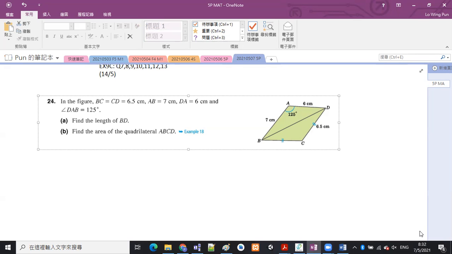Okay, so we have two choices, but we need to choose one of the triangles to find BD, right? And then which triangle has more information for us to do the calculation? BAD, right? Because we have three pieces of information, and for BCD we just have two. You understand? Okay, so we are going to use triangle BAD to calculate the length of BD.